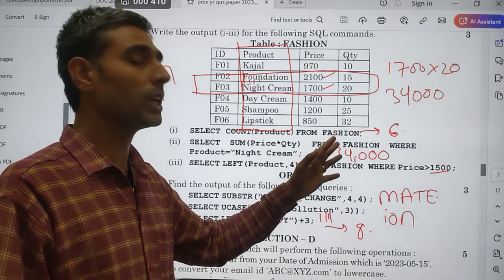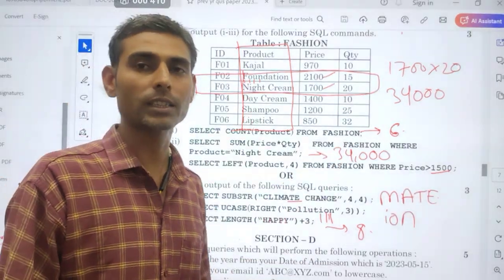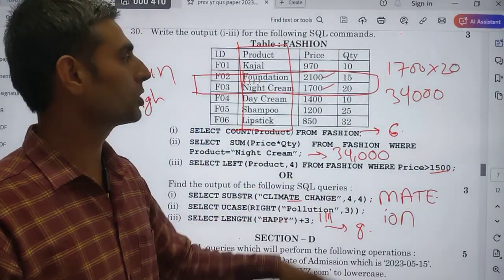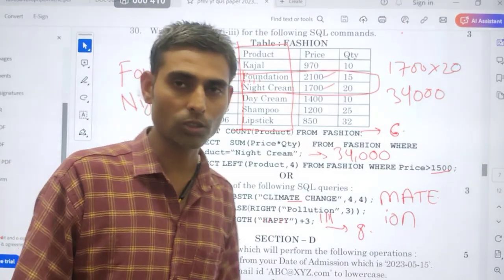And basically what we can observe is that CBSE is asking practical based questions, so we must focus on practicals.